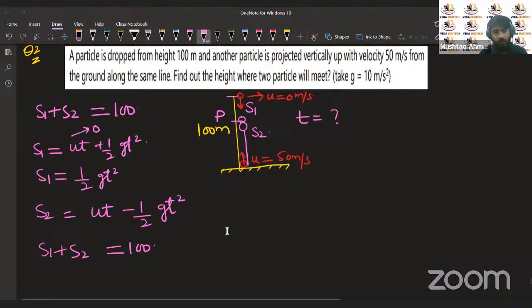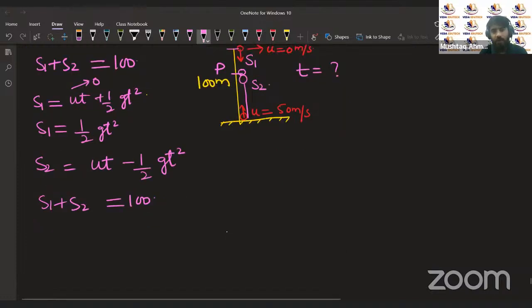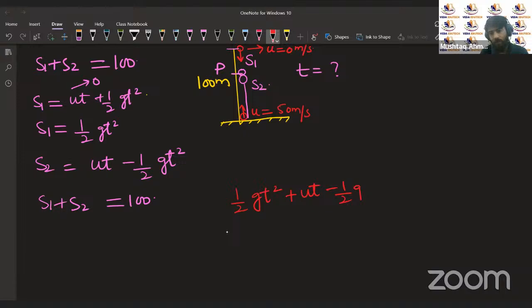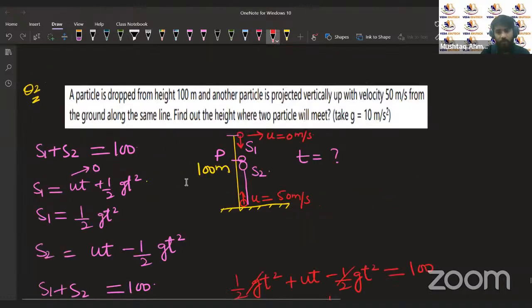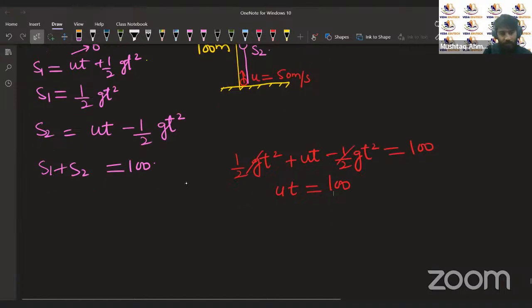So we can clearly see that S1 is half gt square and S2 is ut minus half gt square, and that will be equal to 100. So this and this will get cancelled, and we'll be left with ut equal to 100. We have to calculate this time t where they will collide. The time after which they are going to collide is 100 upon u.